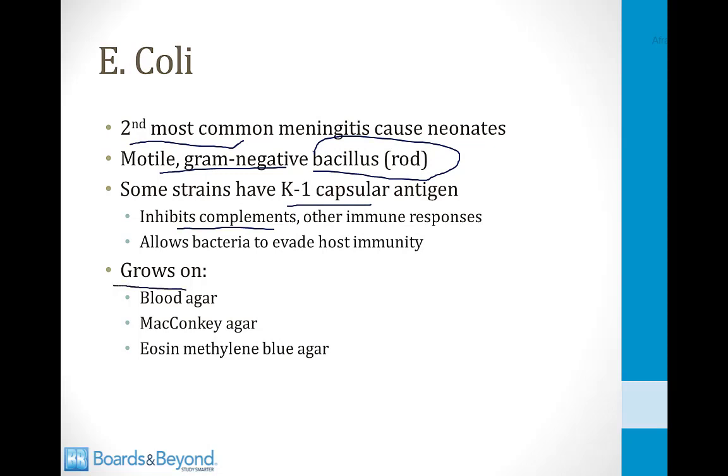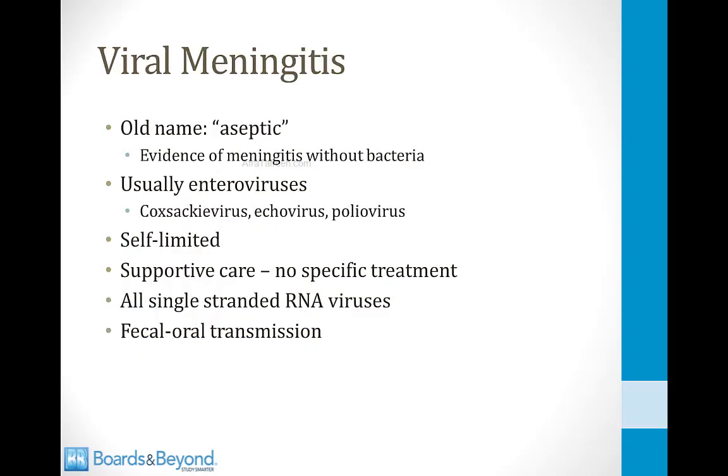It grows on certain media that it's high yield for you to know for your boards, so it'll grow on blood agar, which has sheep's blood as the medium. It will grow on MacConkey agar. MacConkey agar selects for gram-negative bacteria, and basically if something grows on MacConkey agar, then it's an enteric bacteria from the GI tract. And it also grows on something called eosin methylene blue agar. So those are all the causes of bacterial meningitis.